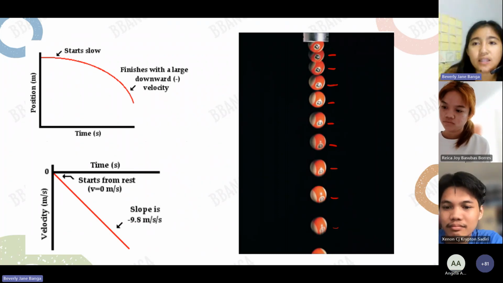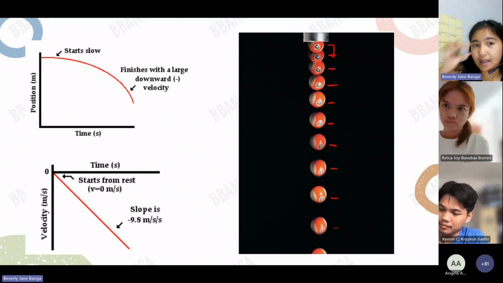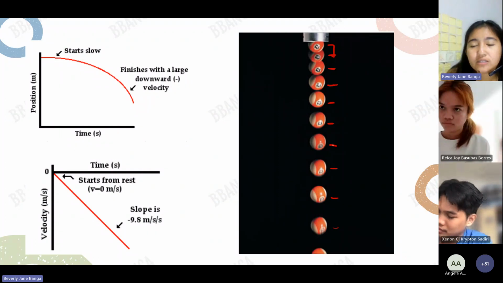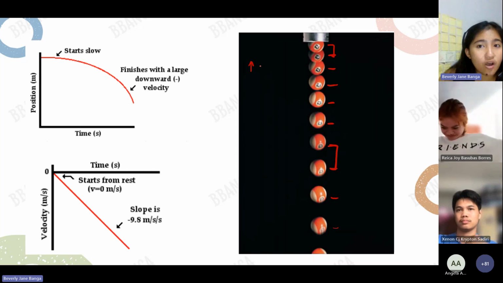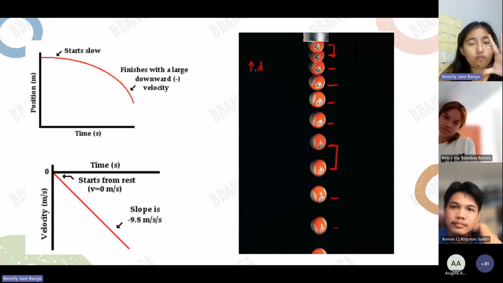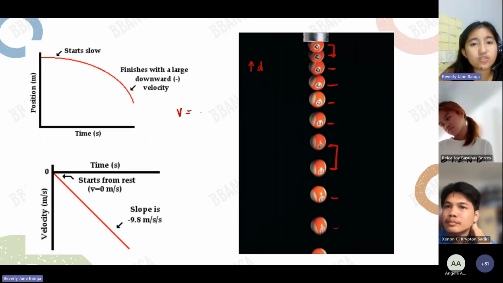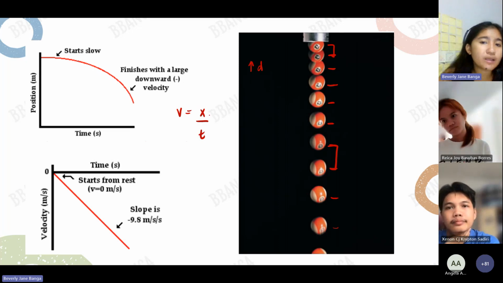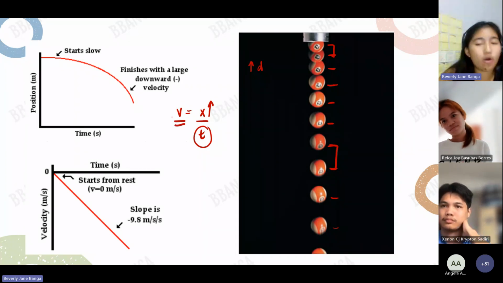Tama, no? So, makikita natin na dito sa start, yung gap ng bola natin ay napakaliit lang. Pero as it moves downward, mas malaki na yung gap. Anong indication nun? Ibig sabihin, there is an increase of distance traveled over the same interval, no? So, mas dumami yung distance na na-cover niya over the same interval and therefore, kung babalikan natin, v is your distance over time. If mag-i-increase ang distance natin, constant ang time, then your speed also increases.